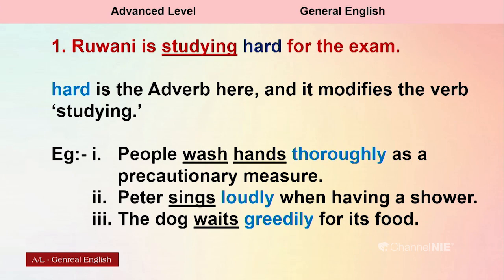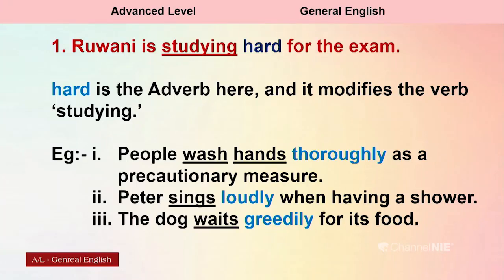How are we going to wash our hands? Thoroughly, the manner. Then Peter sings loudly when having a shower. Usually when we go to the bathroom, we have bathroom singing, isn't it? We all are going to be singers in the bathroom, right. So, like that, Peter also sings loudly when having a shower. So, sings is the verb, loudly is the adverb, right.